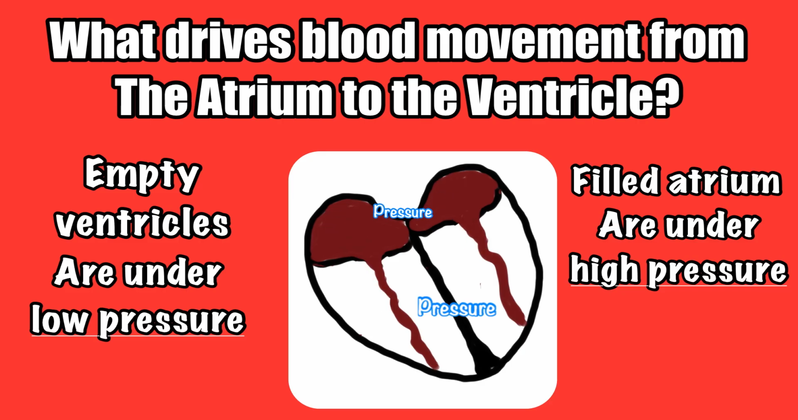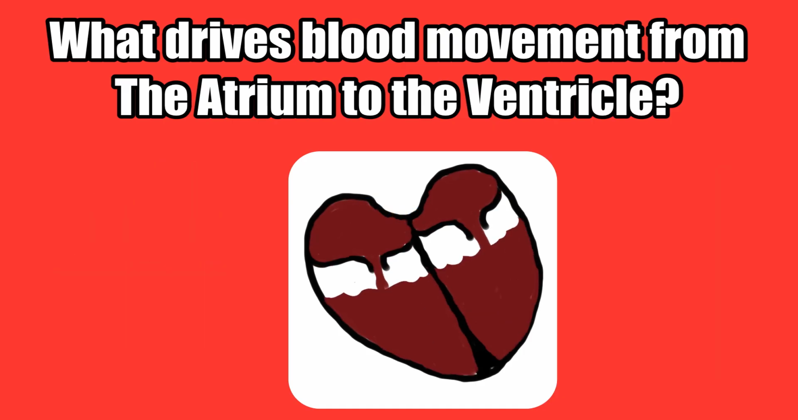As soon as the pressure in the atrium is greater than the pressure in the empty ventricle, that increased atrial pressure forces blood through the mitral and tricuspid valves that separate the atrium from the ventricles, and blood begins to fill the ventricles.